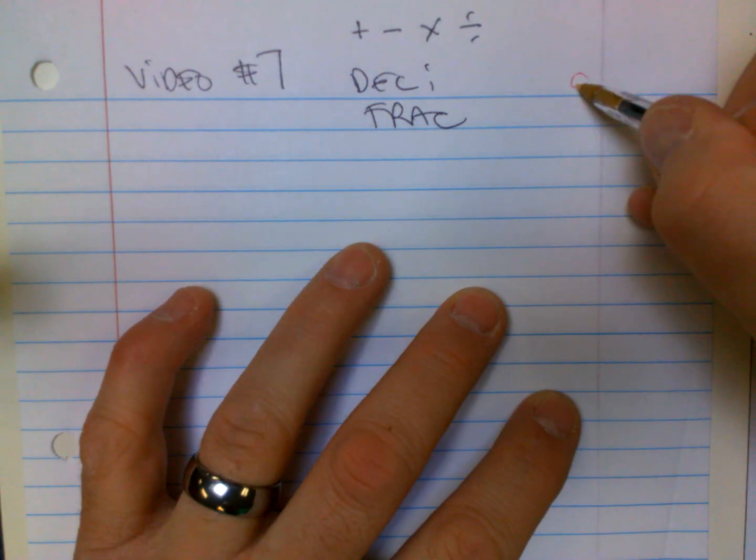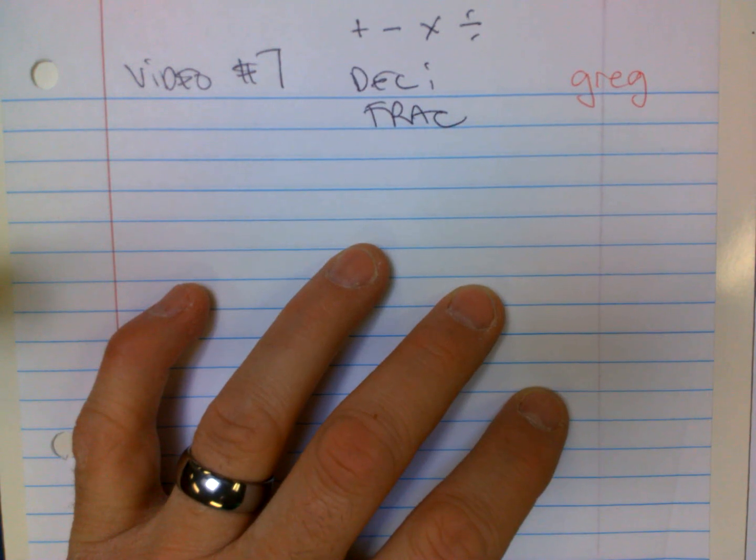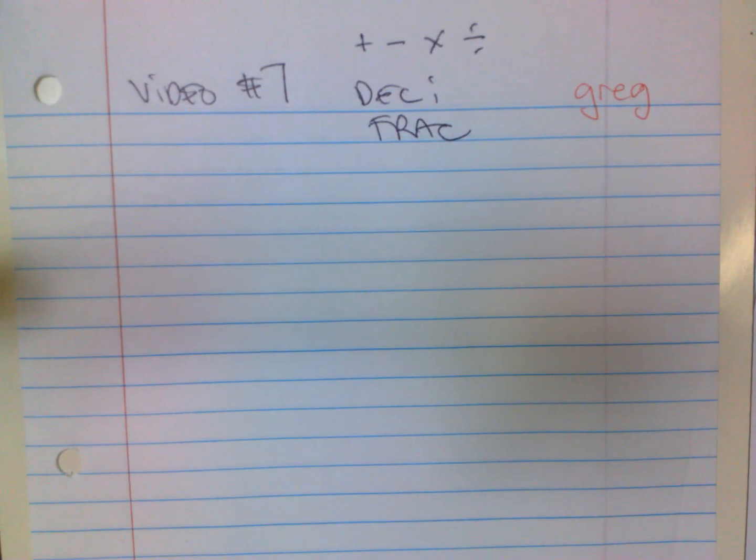Plus, minus, times, or divide. It's just shorter to say it that way than addition, subtraction, multiplication, and division. You understand? That's why I say plus, minus, times, divide, and we're always in a hurry. Math's all about shortcuts. Decimals and fractions.